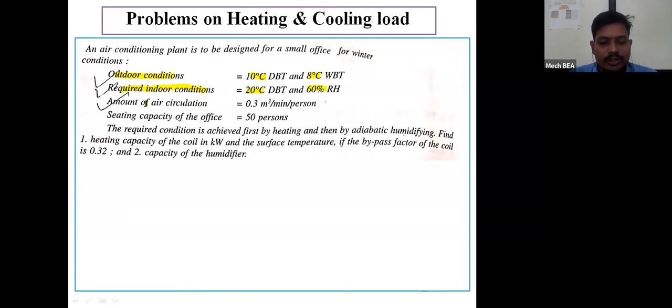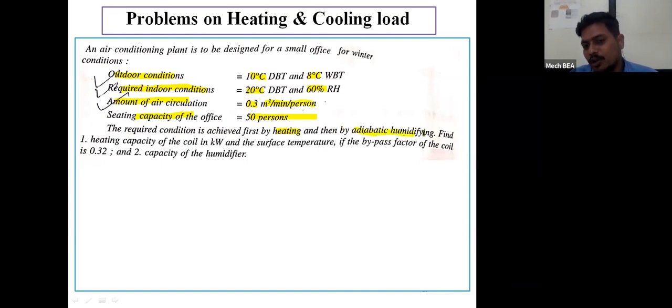And the amount of air circulation in that small office, we require 0.3 meter cube per minute per person. And the sitting capacity of that small office is 50, so in that small office, 50 people can be accommodated. For that small office, we have to design the air conditioning system. The desired or required condition is achieved first by heating and then by adiabatic humidifying.